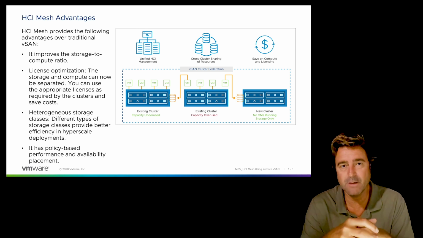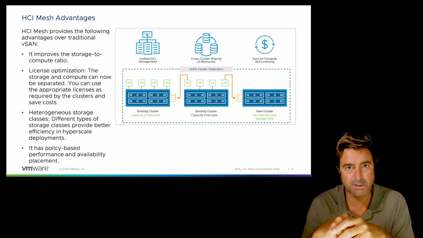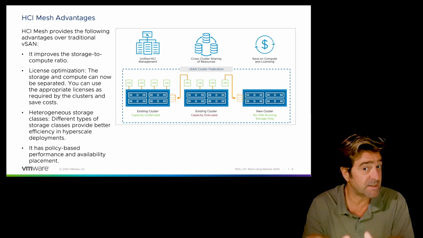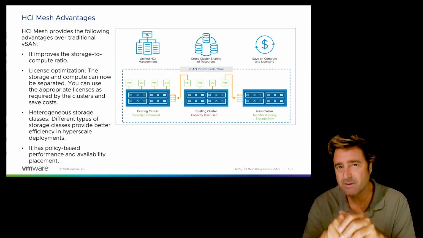So again, I could choose, for example, where to store my critical VMs and where to store my secondary VMs. And I could mix and match different types of disks, not just NVMe with SSDs, but also what about magnetic drives? Yes, you can. So that's pretty slick.